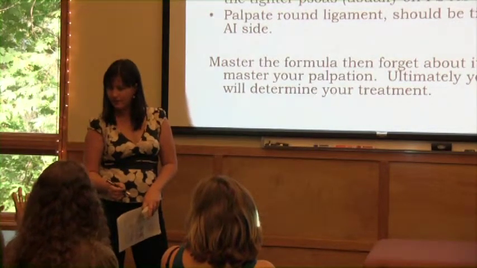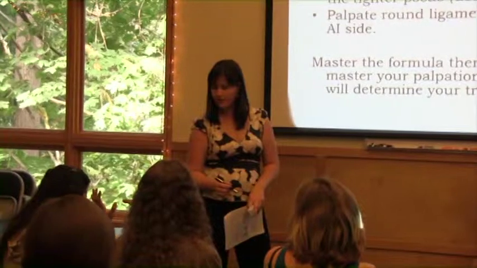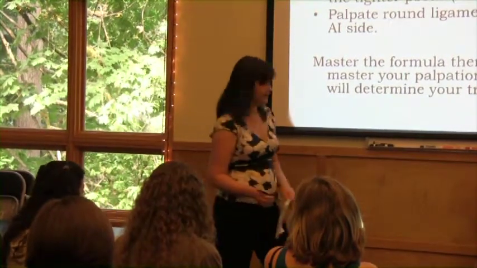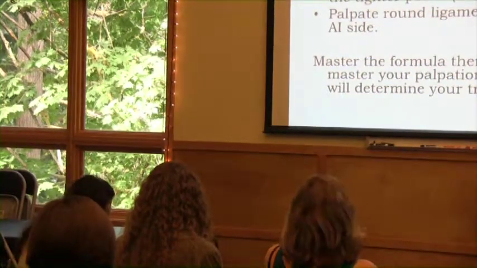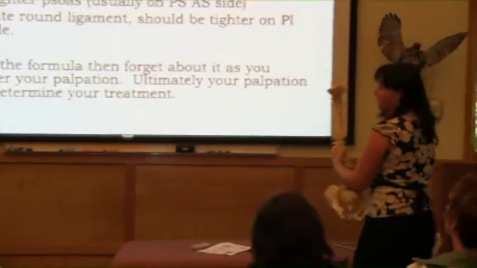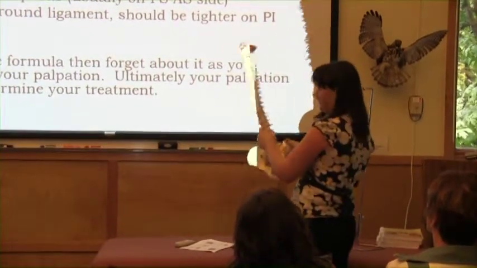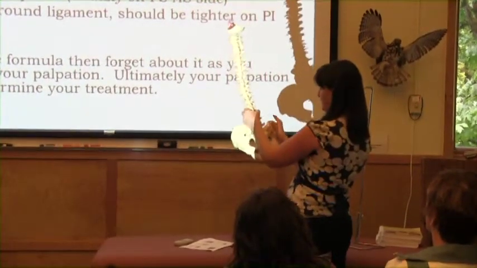Sorry, the initials are getting a little jumbled. So PS sacrum and AS ilium would be the restricted leg side. Exactly. Let me just reiterate that. And that's why I gave you the handout, because this is like a quarter of chiropractic school, a quarter's worth of lecturing.